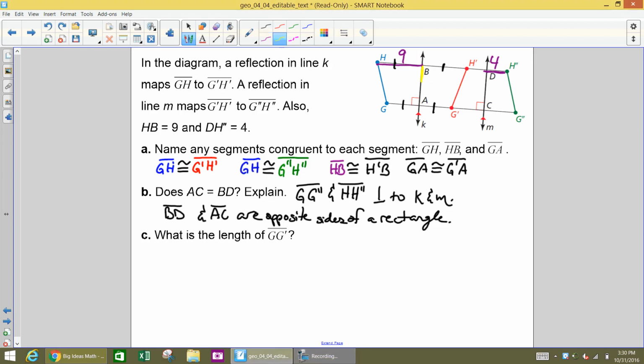The rectangle we're looking at is this rectangle right here. So there's our perpendicular lines. And then this is the side of the rectangle that we're talking about, right there and right there.